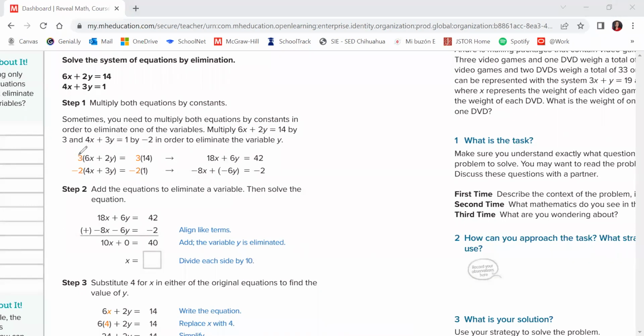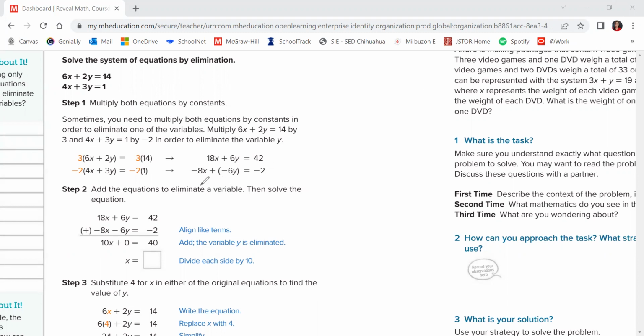All right, so in this case, we multiply by 3. 3 times 6x is 18x. 3 times 2y is 6y. And 3 times 14 is 42. And we multiply by -2 the other one. -2 times 4x is -8x. -2 times 3y, it's -6y. And -2 times 1 is -2. Why did I choose 3 and -2? Because this one's smaller. So it's easier when we multiply, we get smaller numbers. We could also multiply these two by 6 and -4, but we would get bigger numbers, okay?